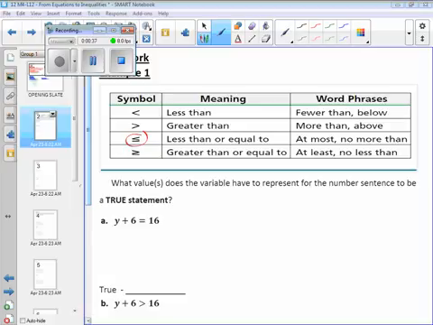Okay, you'll see how it works when we do equations with this. And then the other side is, of course, greater than or equal to. You'll see how it works when we do the examples. All right.